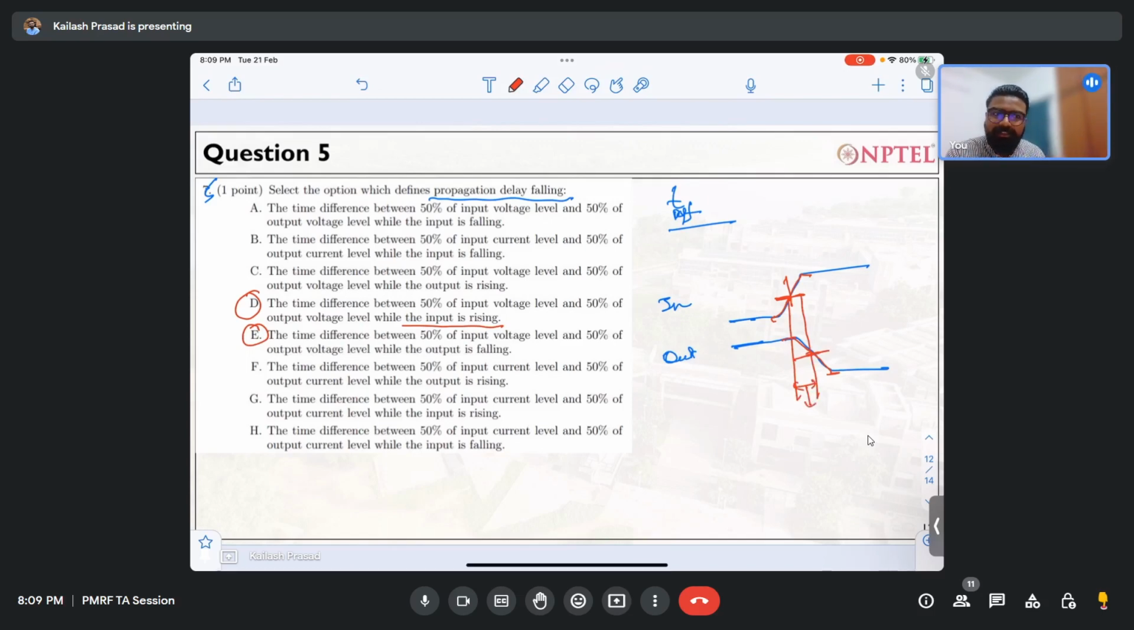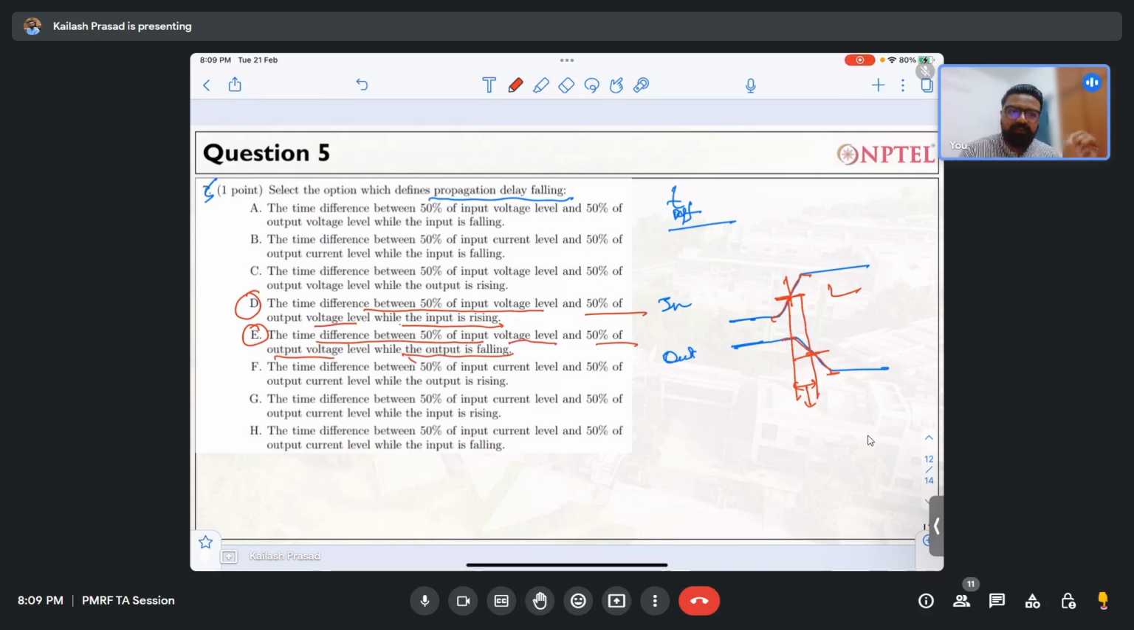In the case of inverter, when input is rising, the output will be falling, and you can say the time difference between 50% of the input voltage level and 50% of the output voltage level while input is rising, because that condition is true, or the time difference between 50% of the input voltage level and 50% of the output voltage level when output is falling. So in case of inverter, both the statements are true.